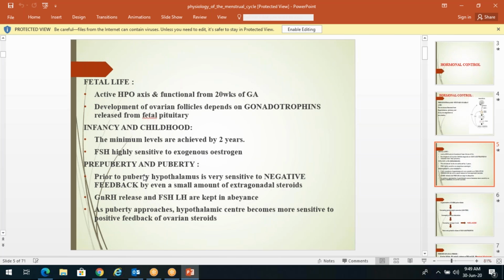What happens in pre-puberty and puberty? Prior to puberty, the hypothalamus becomes very sensitive to negative feedback by even small amounts of extragonadal steroids. So GnRH, LH, and FSH are not produced in the pre-puberty period because of this sensitivity to negative feedback. Once puberty approaches, the hypothalamic center becomes more sensitive to positive feedback by the ovarian steroids. So they go into positive feedback.